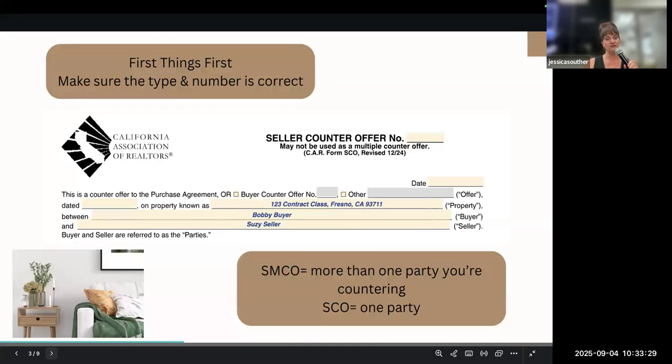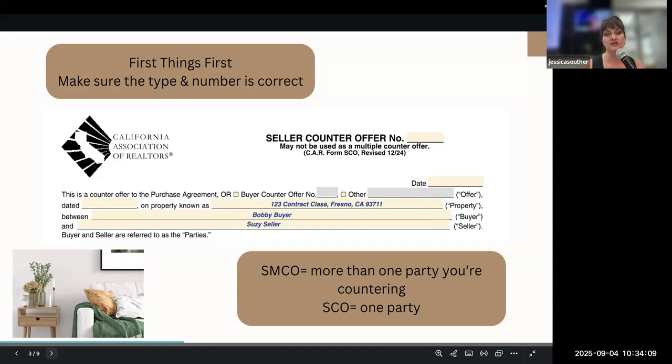All right, first things first, make sure that the type of counteroffer and the number is correct. What do I mean by that? Okay, so notice at the top it says seller counteroffer number. It is possible that you're going to have multiple counter offers. So you need to be paying attention when you're writing this, that you are countering on number one, if it's your first counter directly to the purchase agreement. Or if you have several back and forths, you need to make sure you're going in order with your counter offers so they all stay in line and in the train, I like to call it, or the chain.